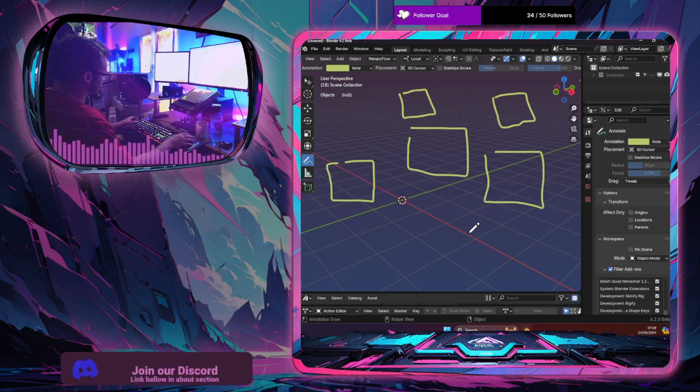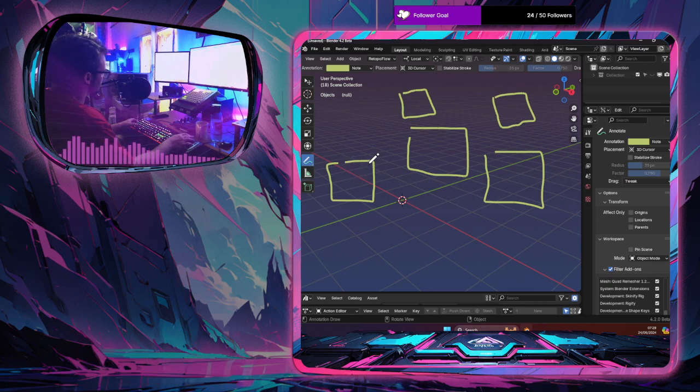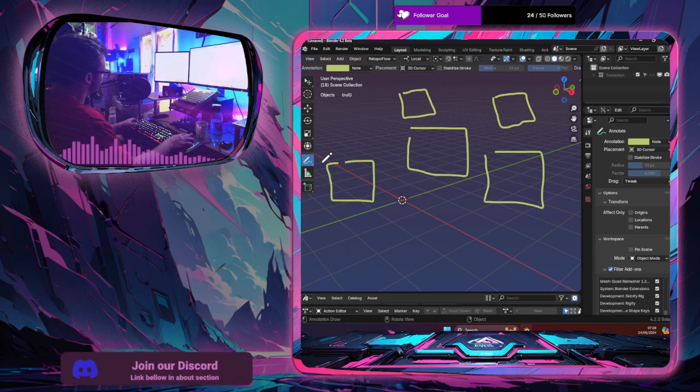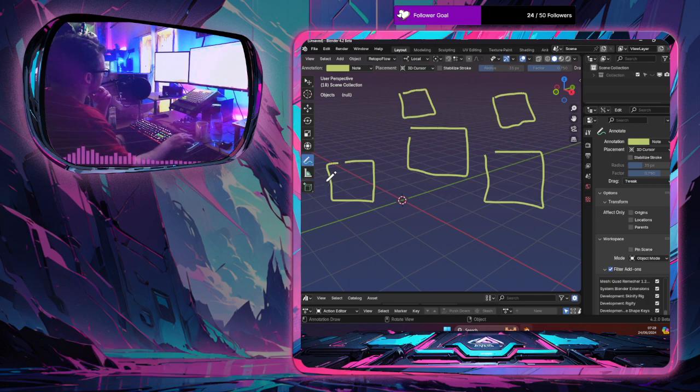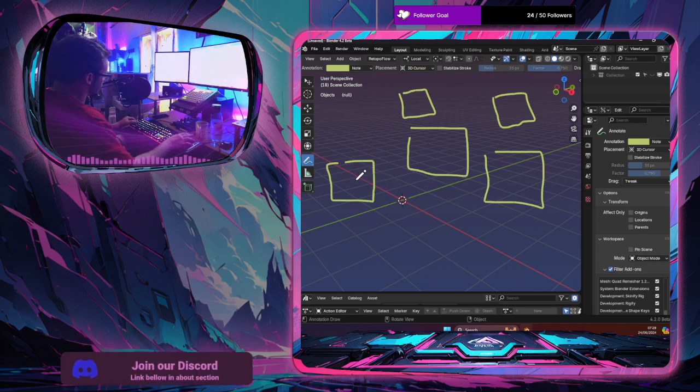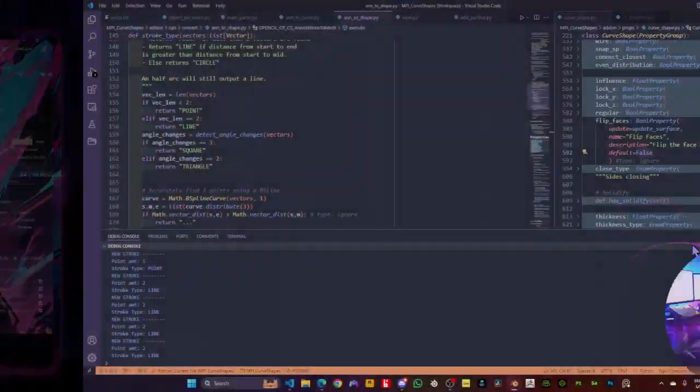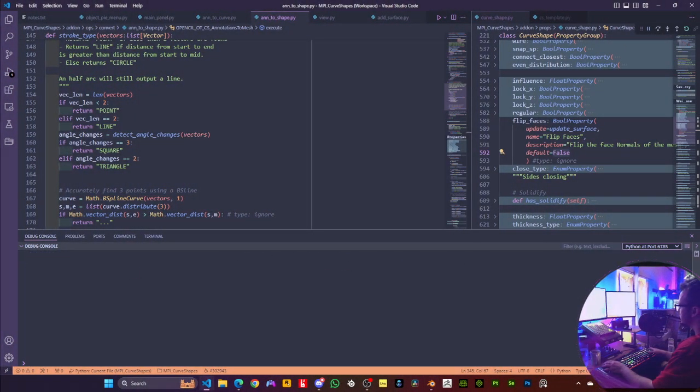Let's see if all of those give me squares. I think this one is not. This one is not gonna give me. It's got 1, 2, 3, 4 angle changes. 1, 2, 3 angle changes. 1, 2, 3 angle changes. This one's got 4 angle changes. Yeah, this one is gonna give me a circle, I think. I didn't think about that one.